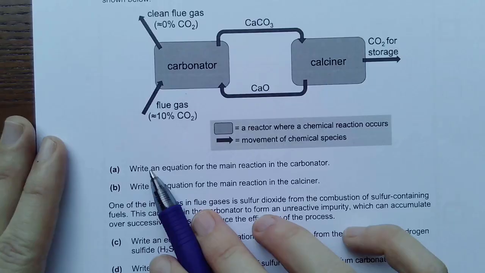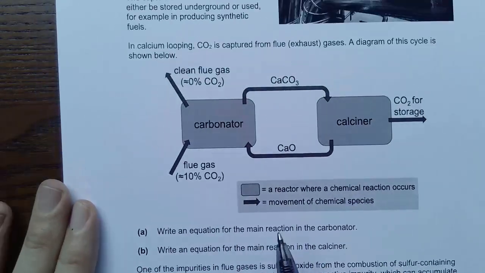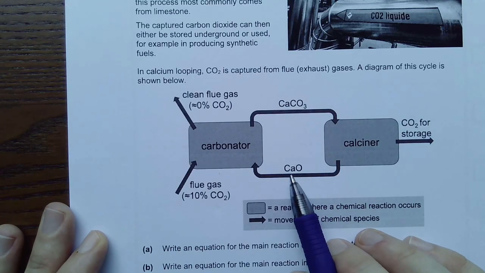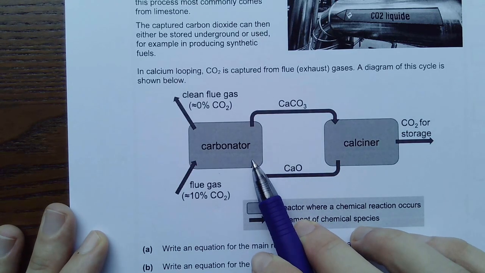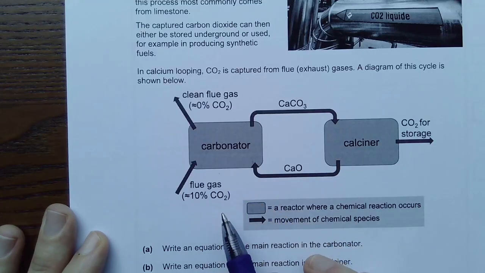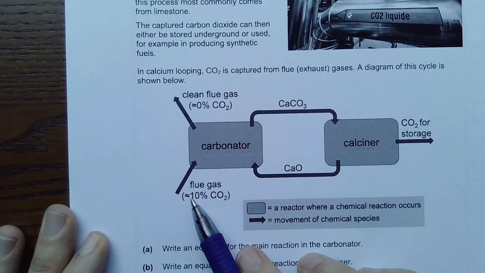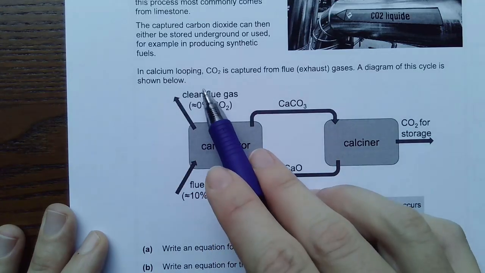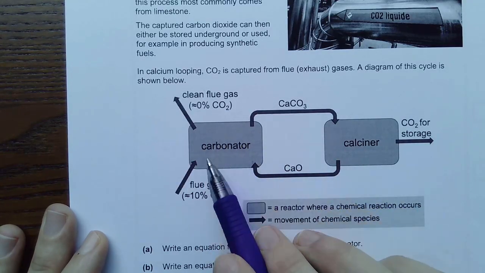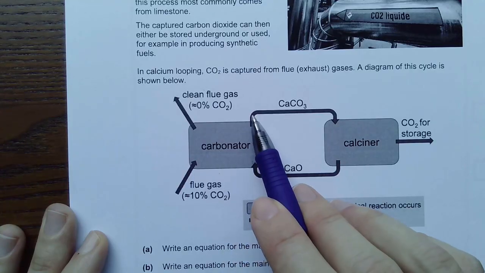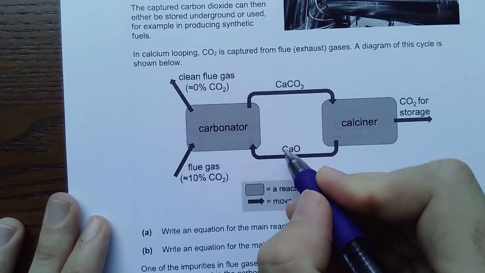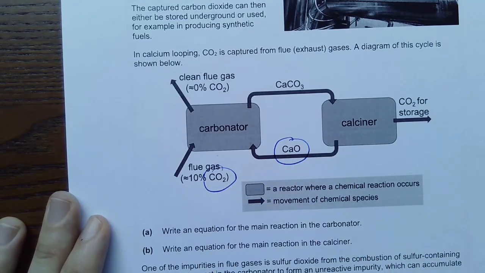So the first question is, write an equation for the main reaction in the carbonator. So if we look just at the carbonator, we look at what's going into the carbonator. Calcium oxide is going in. Flue gas is going in. That's got carbon dioxide in. It even tells you that's the important thing that's going in. And then out of the carbonator is clean flue gas. So the carbon dioxide is being used up inside the carbonator, and then calcium carbonate is also coming out. So the two things going in are this, and the thing coming out is this.